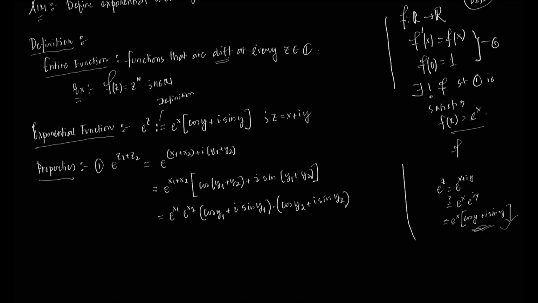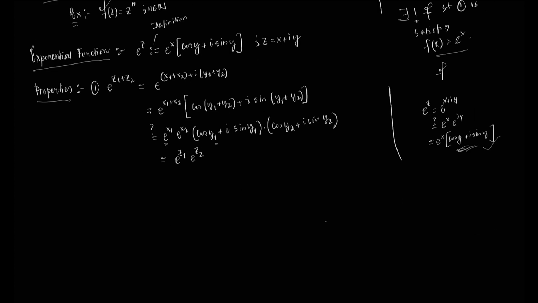I hope this is clear. If you put this and this together, that gives us e^z1 times e^z2. Please check this part; this is true. Don't worry about it, but you do have to check this part. It is just a simple calculation and you are done. So this is the first property, which we assume is going to be true.